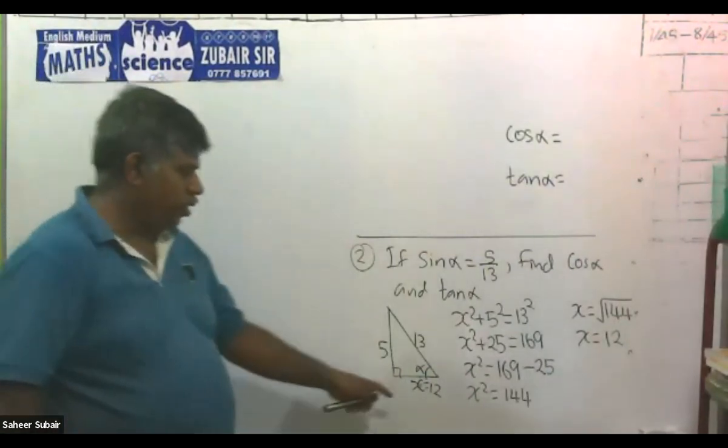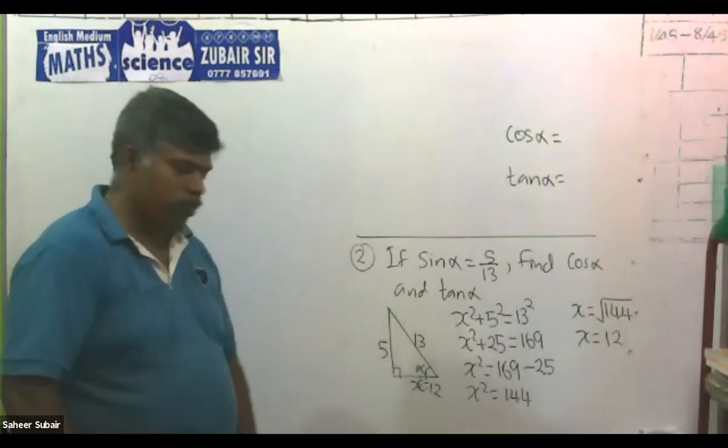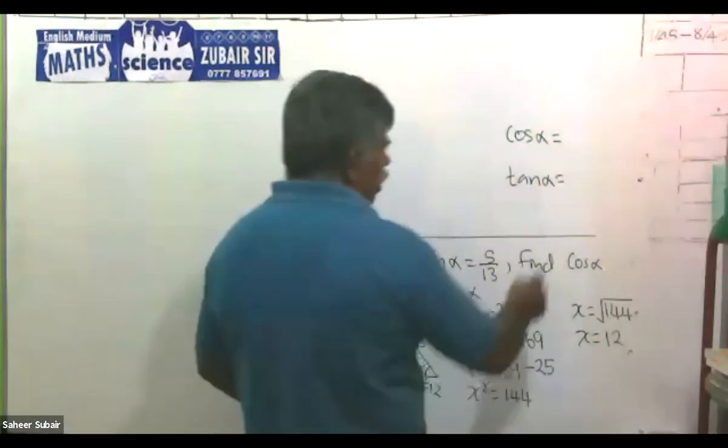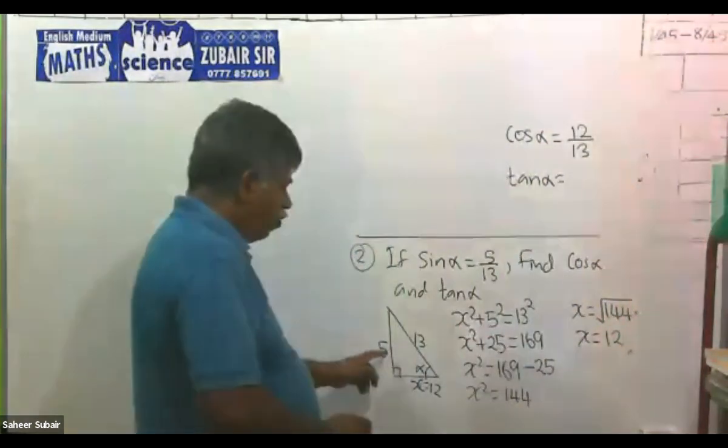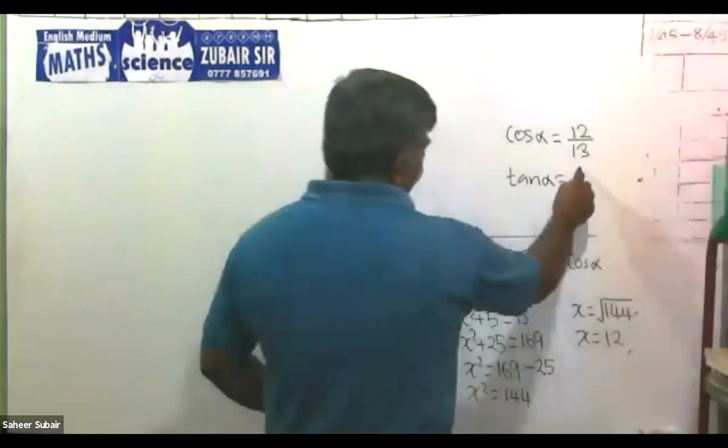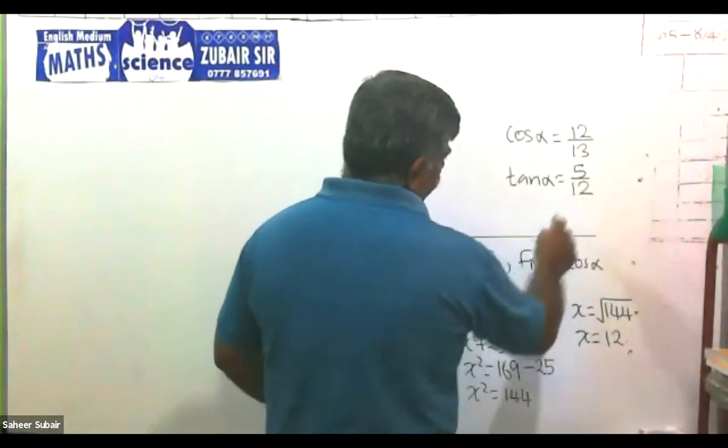So cos alpha means adjacent over hypotenuse. Adjacent is 12, hypotenuse is 13. Tan alpha is opposite over adjacent. Opposite is 5, adjacent is 12.